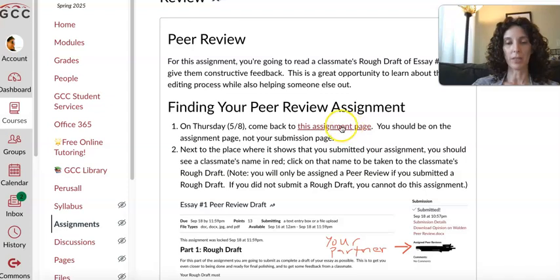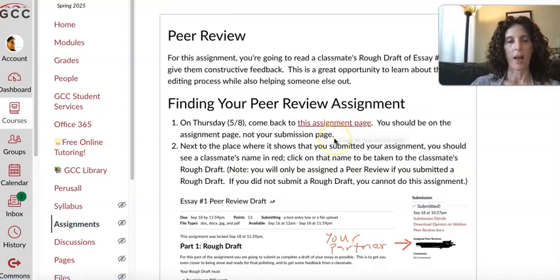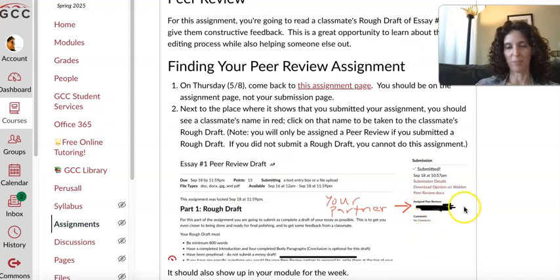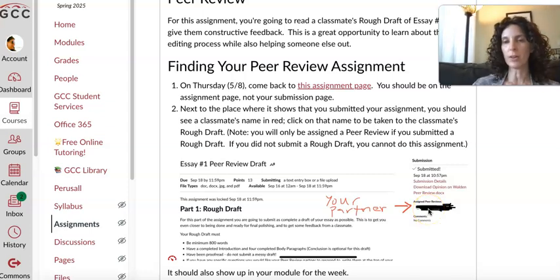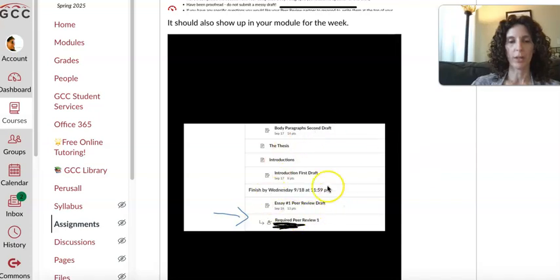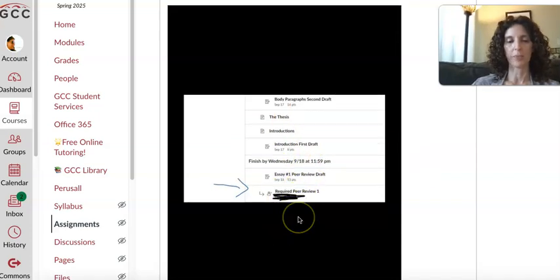So you come back to the assignment page where you submitted your rough draft, and this would link you there. Next to where it says that you submitted, there's like a little check or something. There will be someone's name right here. I've blacked it out because it was a real person. And that is the person who you're partnered with. There is a hyperlink. All you have to do is click on their name, and Canvas is going to take you to their essay so that you can read it. Okay, so that's really easy. Also, you should be able to see it in your module. It'll say required peer review and then a name there. So either of those places.